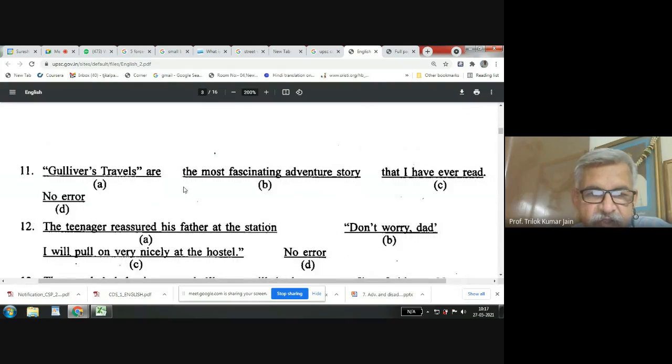Gulliver's Travels are. How can you put are? It's the name of the book. Gulliver's Travels, singular book. The answer is: Gulliver's Travels is the most fascinating adventure story.